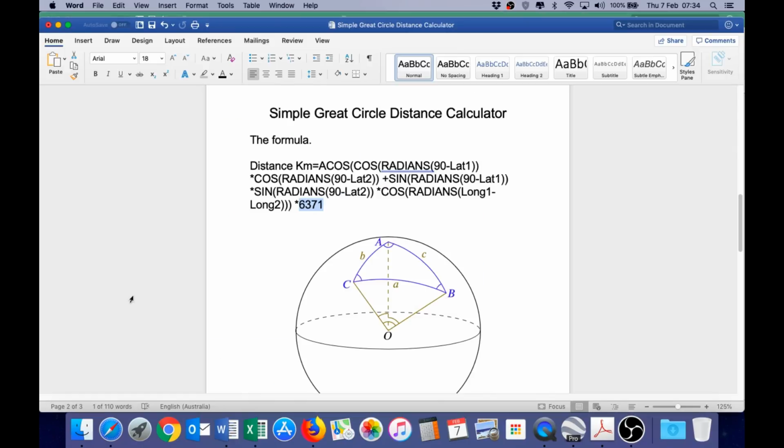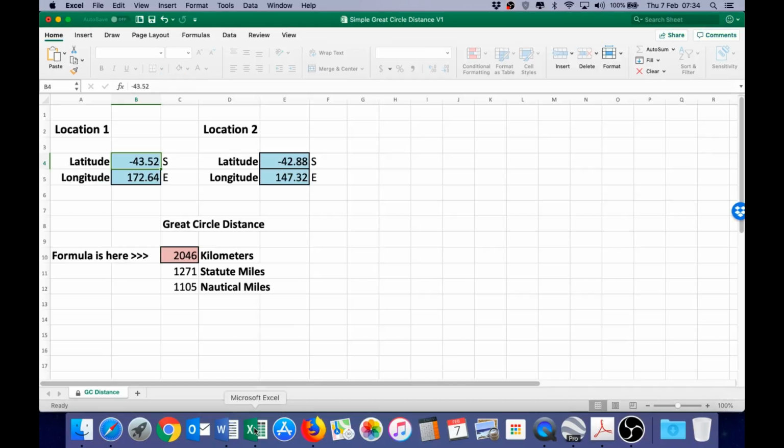So let's now use this formula with a value of 6371 kilometers for the radius of the ball to calculate distances between waypoints on our real flight plan and see if the results match the distances published in the flight plan. I realise it is quite long-handed to do that with a calculator, so to speed up the process, I have produced this simple Great Circle distance calculator using Excel. We only need to input the latitude and longitude for the first location and the second location, and the spreadsheet will do the rest. It will calculate distances in kilometers, statute miles, and nautical miles. And the formula that we've been looking at here is contained in cell C10, and you can see it very clearly up the top here.